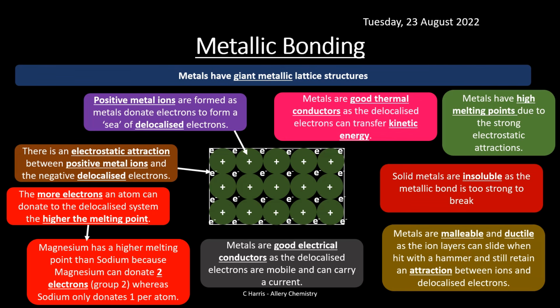And metals are also malleable and ductile, as the ion layers can slide around. You can see they're in a nice, neat layer. So if we take a hammer to this side and hammer it on that side, these layers can slide over each other. But the delocalized electrons shift and merge to try and keep it all held together nicely. So obviously you can hammer metals into shape, which is quite a useful property.